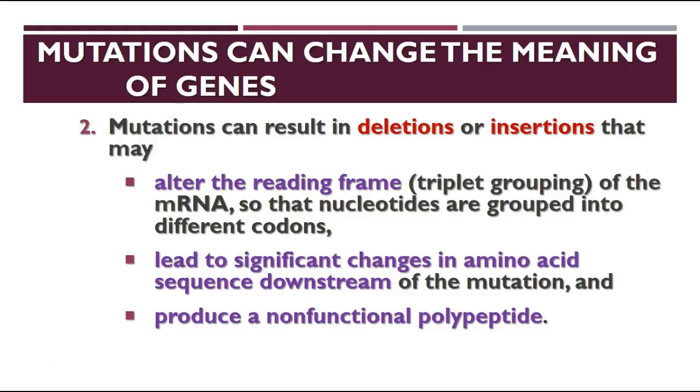Another kind of mutation would be a deletion or an insertion. And this is much more harmful overall because when you delete or insert a codon or an amino acid in the polypeptide chain, it's going to alter the reading frame of the messenger RNA. That's going to group the codons differently, and that's going to lead to big changes in the sequence of amino acids downstream from that mutation. And it's almost always going to produce either a non-functional polypeptide or something that has a different function than what the original intent of the protein was.